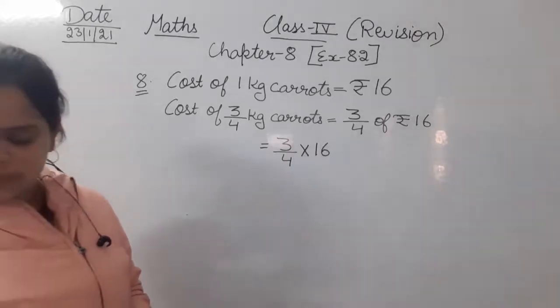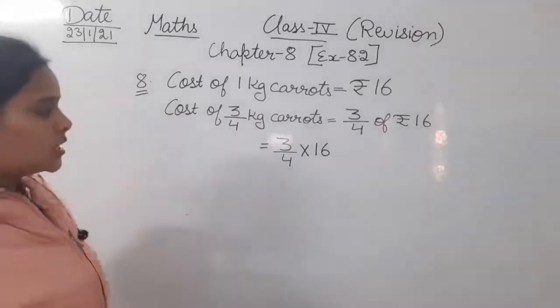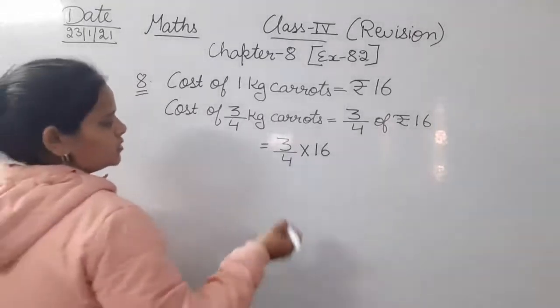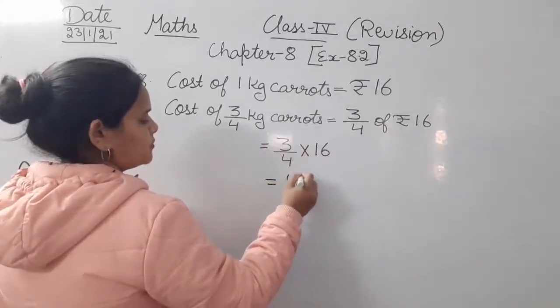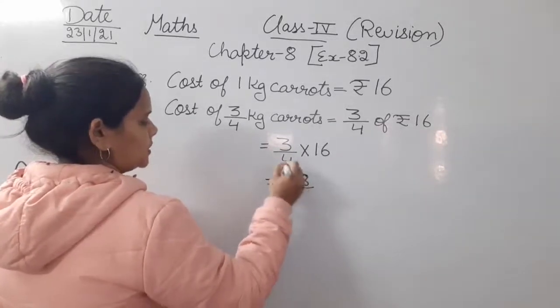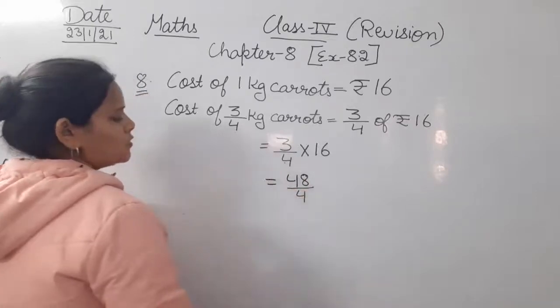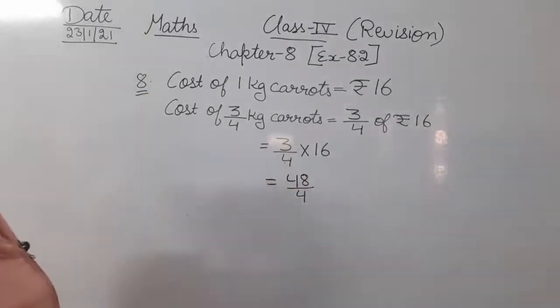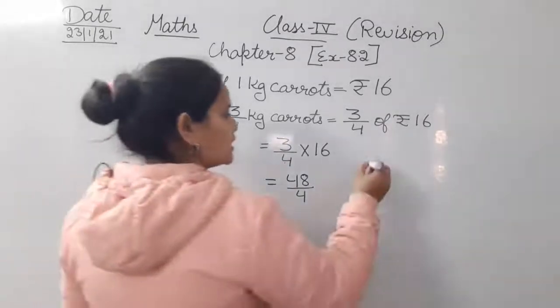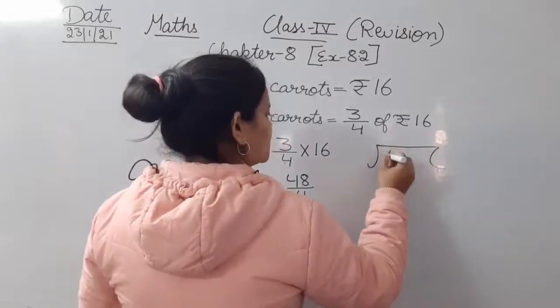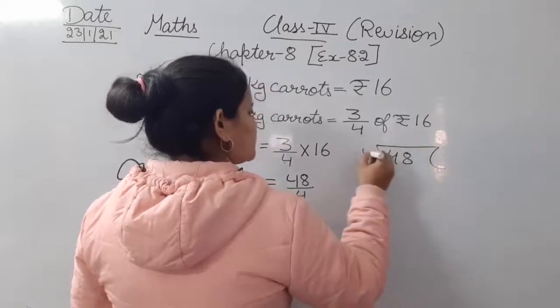Okay, now let's find the cost of 3/4 kg of carrots. Okay, so 3 multiplied by 16. 16 3s are 48 and denominator will be same, that is 4. So that means we have to divide 48 with 4. So let's divide 48 with 4.